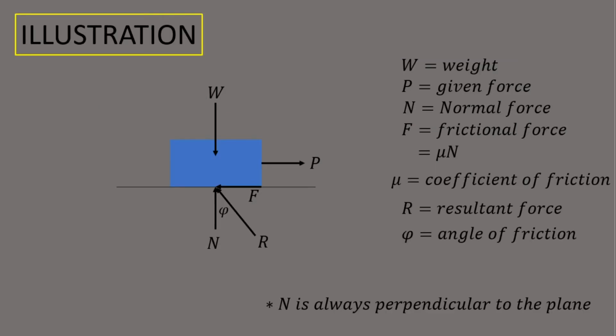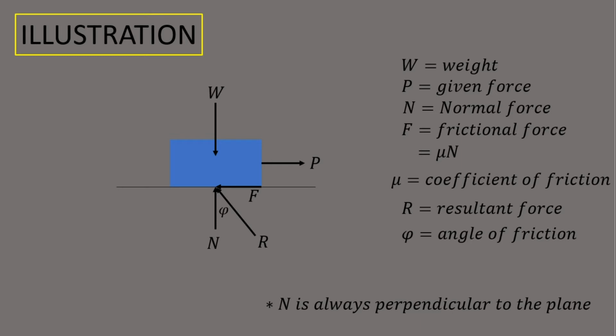So in illustration, we have this weight of the body na rectangular. Then we have the force na hinihila siya or na going dun sa right. So since ang paghila ay going dun sa right, the friction force will be against that movement. So meaning papunta sa left yung ating friction.